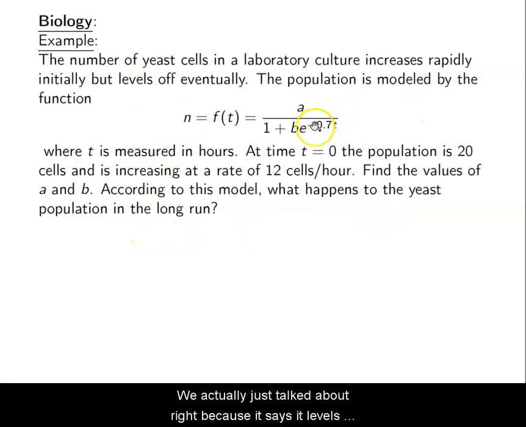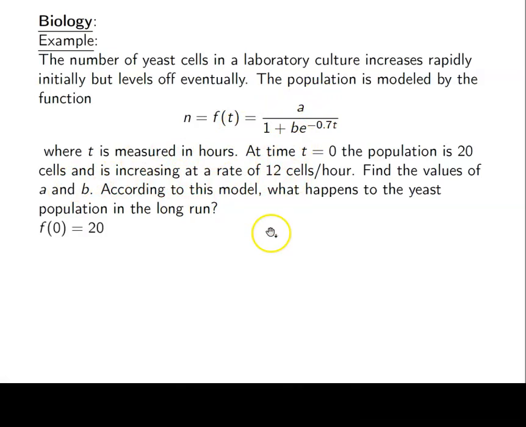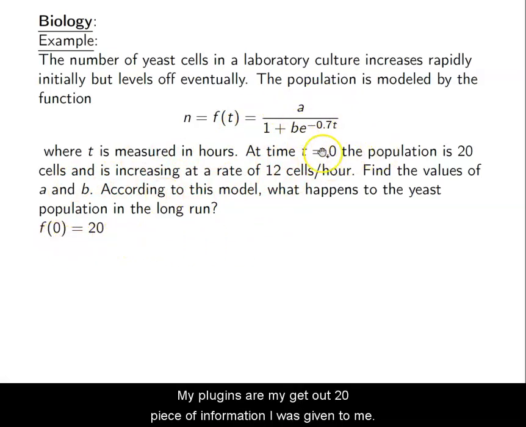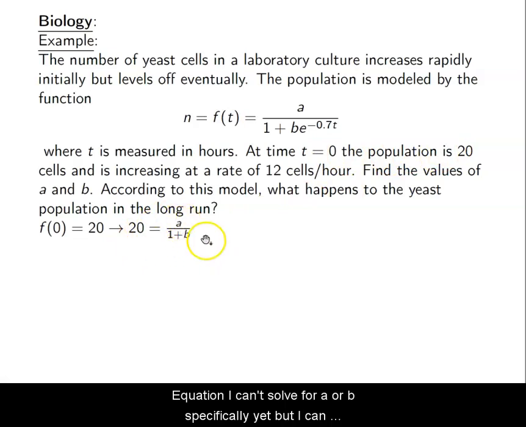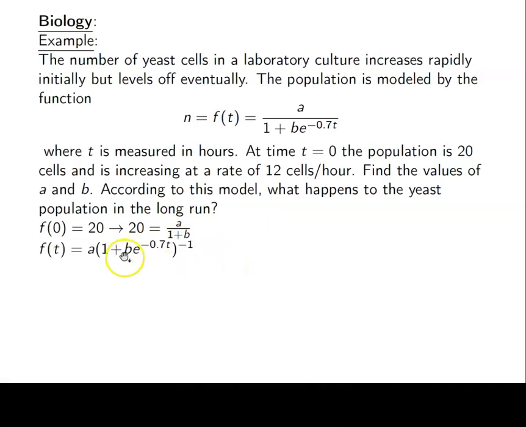which we actually kind of just talked about, right? Because it says it levels off, and informally I talked about that, hey, it looks like it goes to a, but I don't know what a is. So what value does it level off to? So if I plug in 0, I get out 20. Okay, that's a piece of information that was given to me. So I get this equation. I can't solve for a or b specifically yet, but I can say a equals this in terms of b. So that will be helpful.